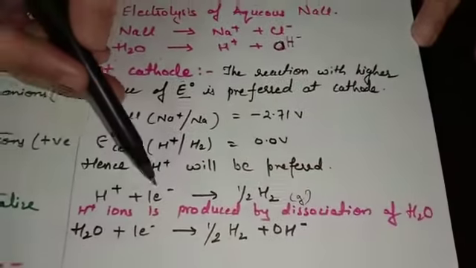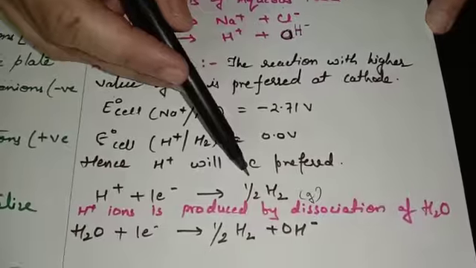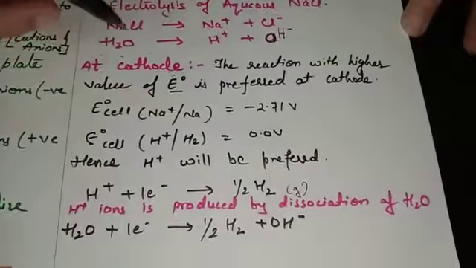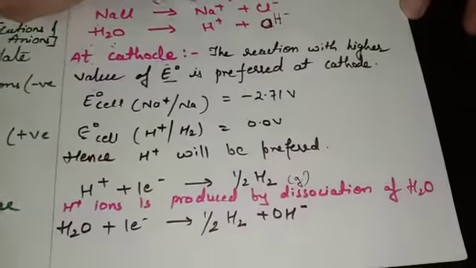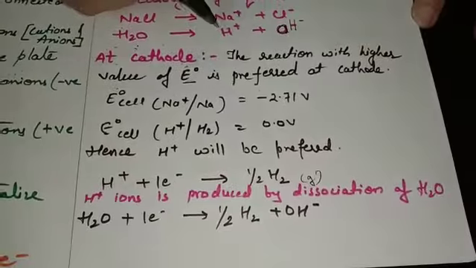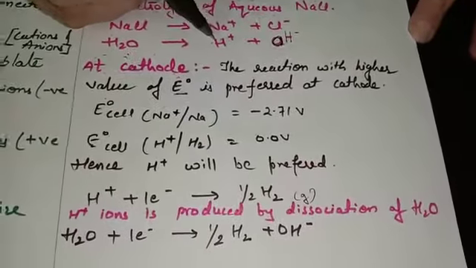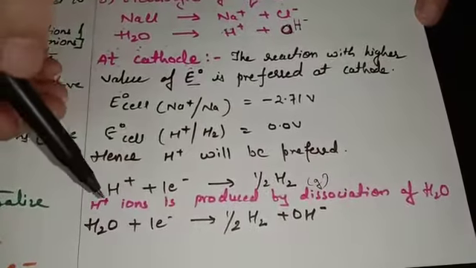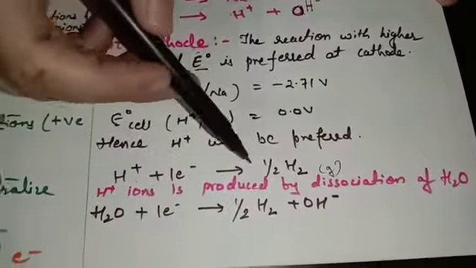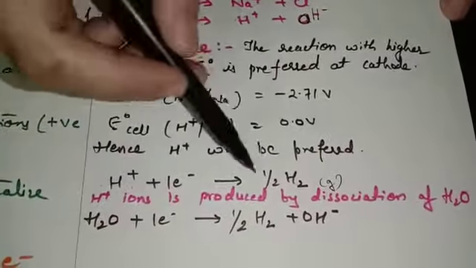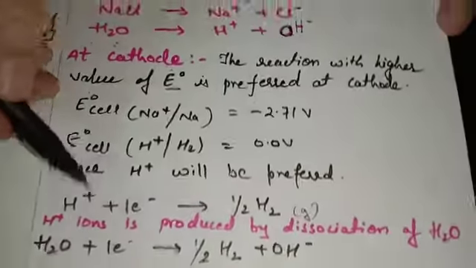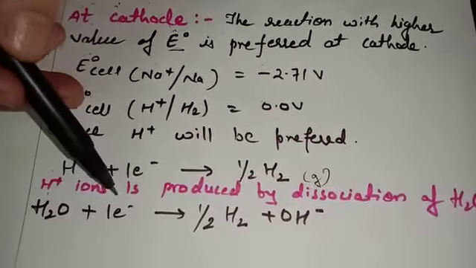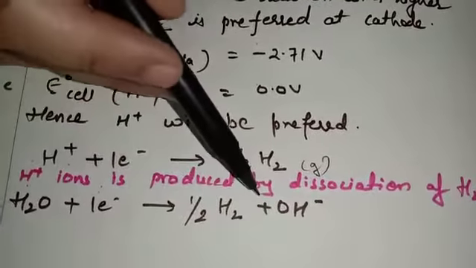That means H plus ions will gain an electron and get converted into half H2 in the gaseous form. That is, from the cathode, hydrogen gas will be released. So among sodium ion and hydrogen ion at the cathode, hydrogen gas is going to be released. That means hydrogen ions will gain electrons more easily than sodium ions. Now, where is the H plus ion produced from? This H plus ion is produced by the dissociation of water molecules. So we can write the equation: water molecule will gain one electron and get converted into half H2 plus hydroxyl ion.